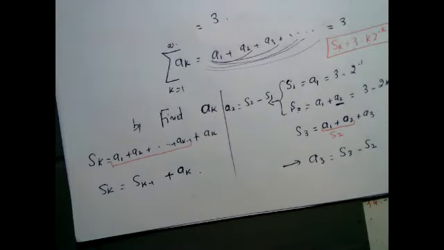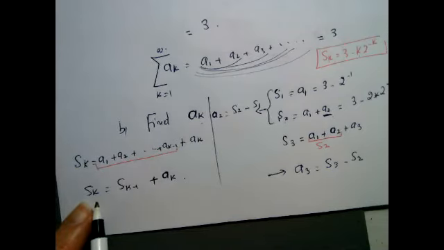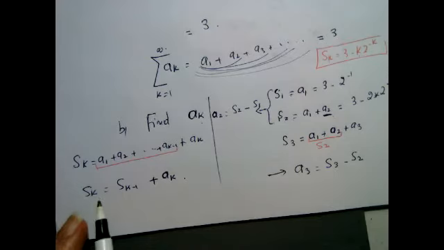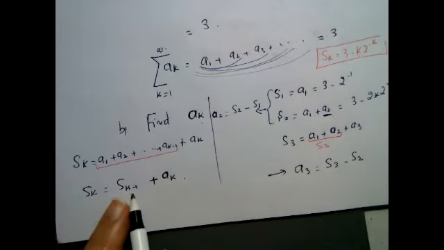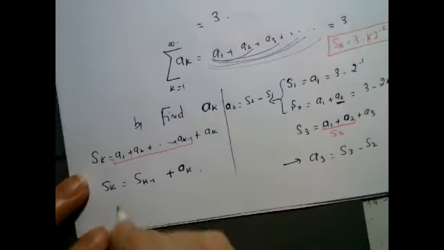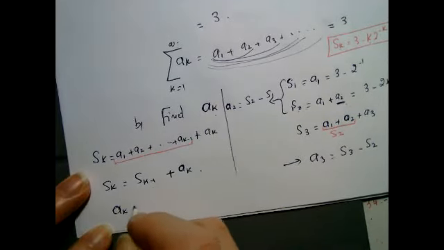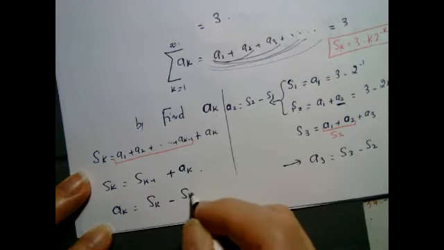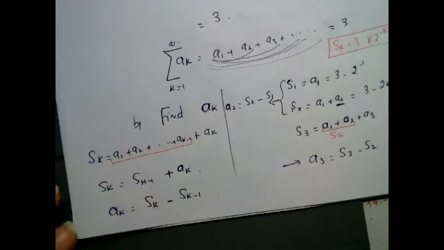So that's the difference between them. So what's the difference between the sum of the first K terms and the sum of the first K minus 1 terms? The sum of the first K terms is the sum of the first K minus 1 plus the last term. So A_K is going to be the sum of the first K terms minus the sum of the first K minus 1 terms.